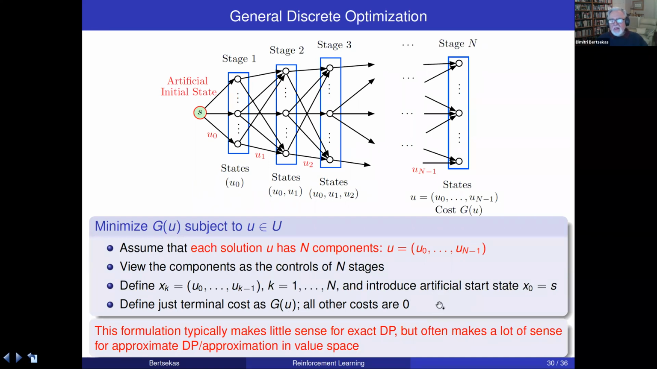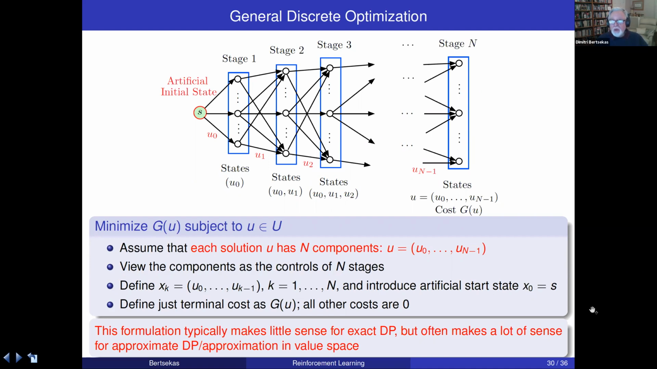Okay, now coming back to an earlier comment, does it make sense to use exact dynamic programming to solve this problem? Well, the answer is no. It's not a good idea because the state space grows exponentially with the number of components, and it can get astronomical very quickly.